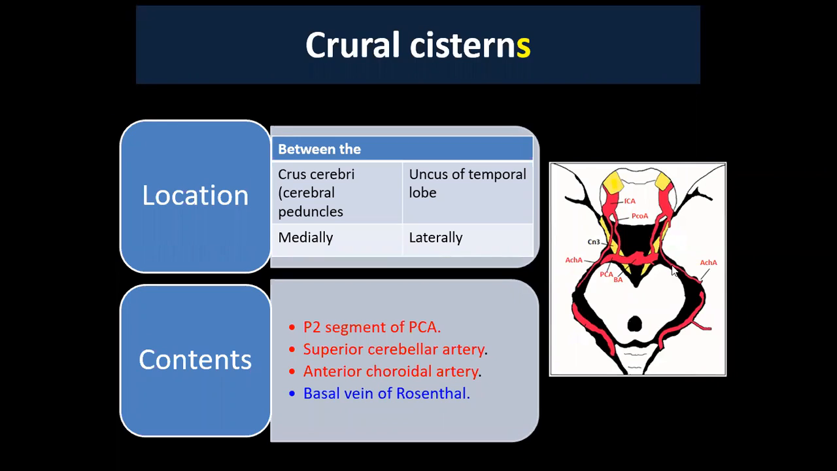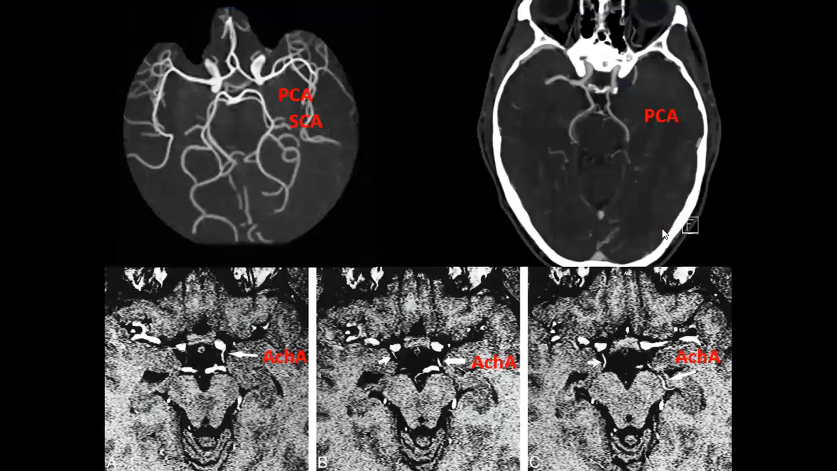Crural cisterns, which are the cisterns anterior to the crus cerebri, another name of the cerebral peduncle. It contains the P2 segment of the posterior cerebral artery, the superior cerebellar artery, and the anterior choroidal artery. It is located anterior to the crus cerebri and posterior to the uncus of the medial temporal lobe. As I told you, it contains these arteries and the basal vein of Rosenthal.